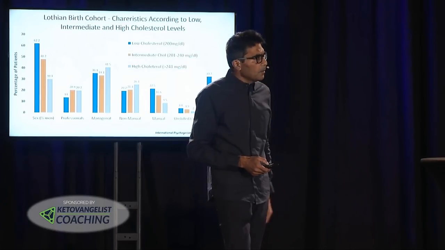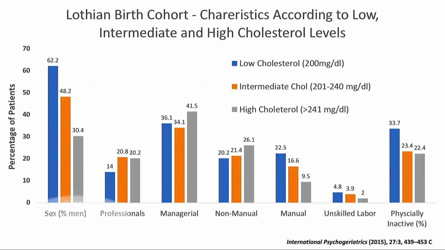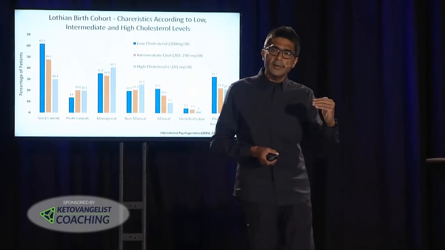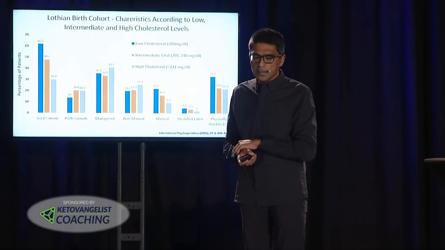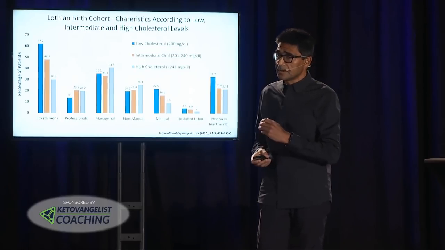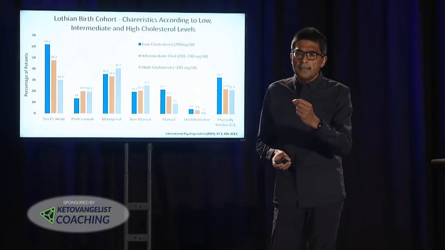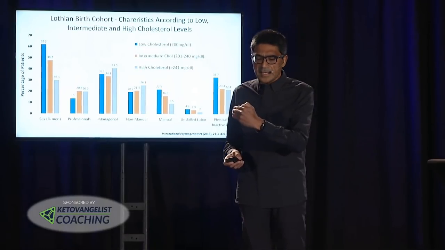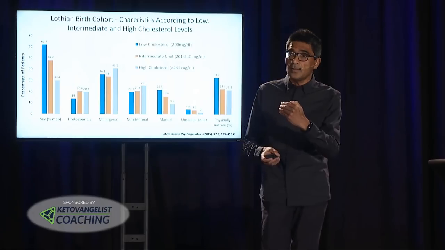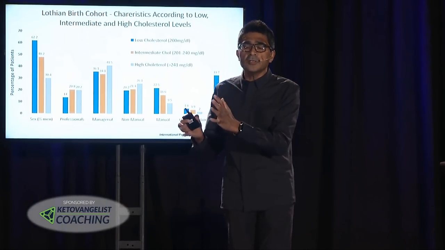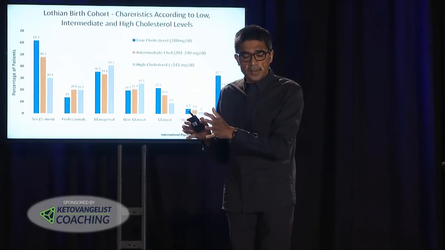This is very fascinating. What we find out here is that I have divided this group into low, intermediate, and high cholesterol groups. And you can see that the high cholesterol group, which is shown there in gray, is predominantly women. Women tend to have higher cholesterol as they get older, okay? Whereas men tend to have lower cholesterol as they get older, because the men, which are shown in blue, have low cholesterol. Professionals, people who were at high levels of success, had a greater amount of cholesterol. Managerial people also had greater because they're the next step down. Whereas when you look at people who had non-manual and unskilled labor, you see that the highest cholesterol group represented a lower portion of those.